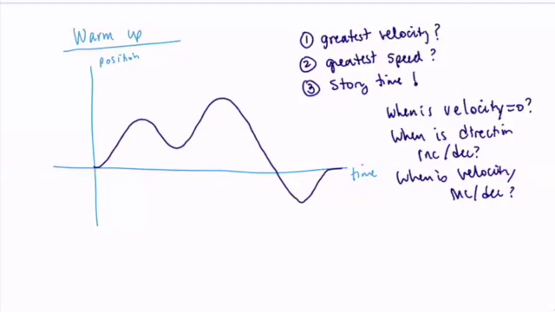So this warm-up graph, we had a story where a person and a dog are starting at some place and the person throws the ball. So the dog runs after the ball, grabs the ball, stops at this peak here. You know the velocity is 0 because the tangent line is horizontal.